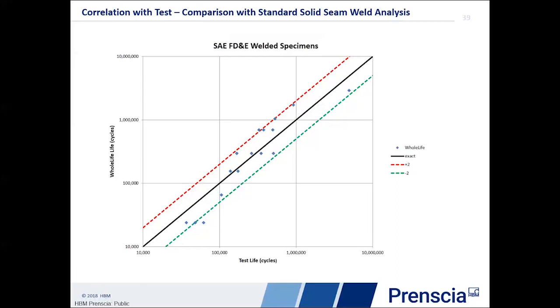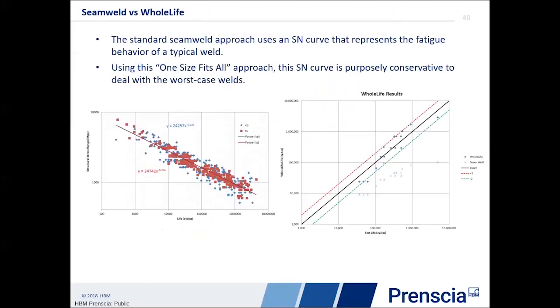Now, coming back and looking at this, we have taken that same information and we've actually run it through our current seam weld capability. So again, looking at the standard seam weld approach, we end up with a curve that represents kind of the average behavior of a weld.